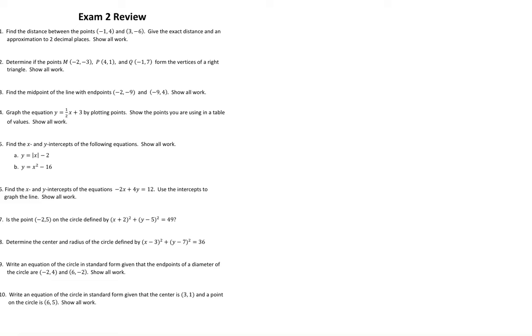Alright, this is the College Algebra Exam 2 review. We're looking at part 1, question 1. Find the distance between the points (-1, 4) and (3, -6). Give the exact distance and an approximation to 2 decimal places.